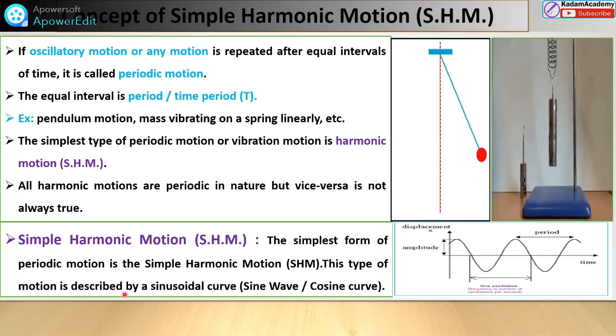This type of motion is described by a sinusoidal curve, the sine curve or cosine curve. See, this is one of the examples. Here is the displacement versus time. This is the graph which will show the movement. It is shown like this. This is the sine curve. Here the displacement is on the y-axis and the x-axis represents the time.